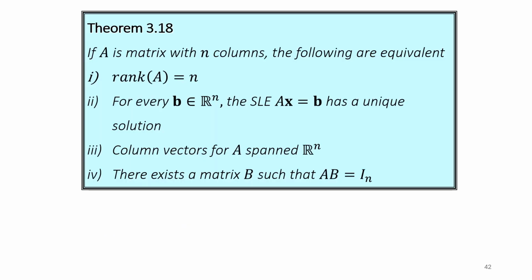Our final theorem in this topic gives 4 statements which are all equivalent to each other. For these statements, we consider A to be a matrix with n columns. The first statement says that rank of A is equal to n. Rank of A is equal to n means that the number of leading ones is n, and the number of leading ones is equal to the number of columns.